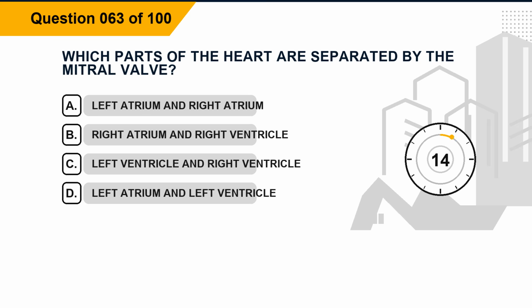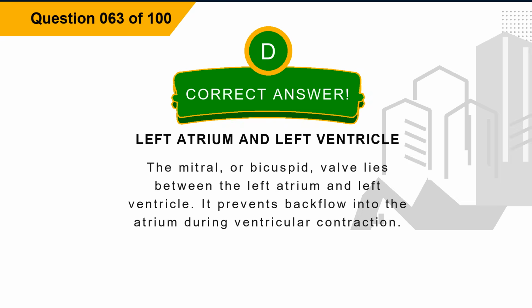Question 63. Which parts of the heart are separated by the mitral valve? Option A, left atrium and right atrium. Option B, right atrium and right ventricle. Option C, left ventricle and right ventricle. Option D, left atrium and left ventricle. The correct answer is option D, left atrium and left ventricle. Explanation. The mitral, or bicuspid, valve lies between the left atrium and left ventricle. It prevents backflow into the atrium during ventricular contraction.